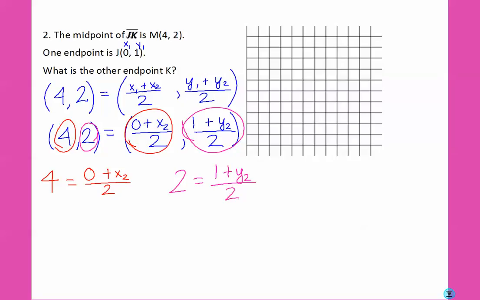So now let's solve this. To undo our dividing by 2, we're going to multiply by 2 on both sides. And I get that 8 equals 0 plus x2. Subtract 0 from both sides. My x2 coordinate would have to be 8.